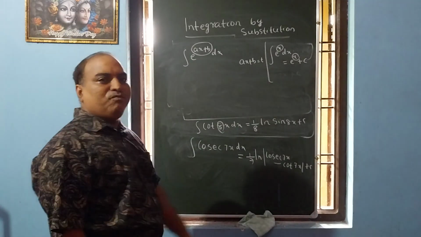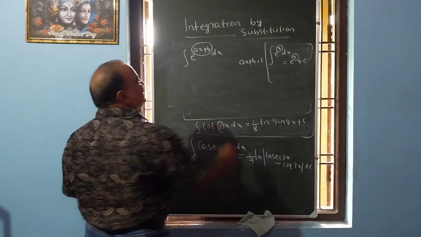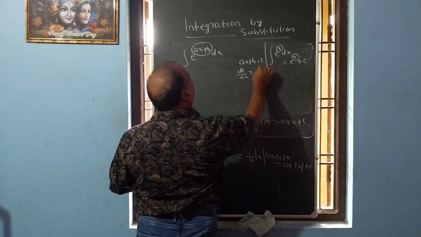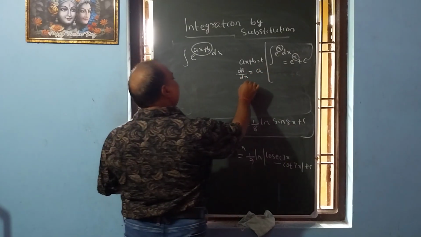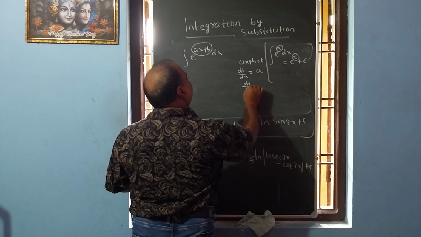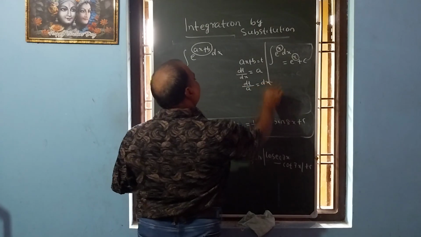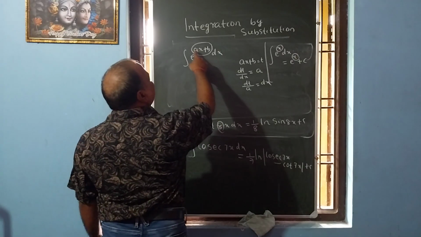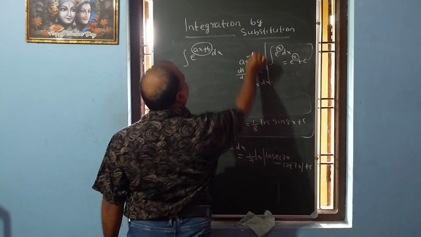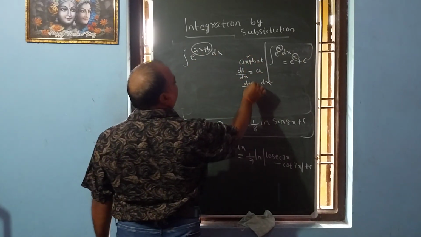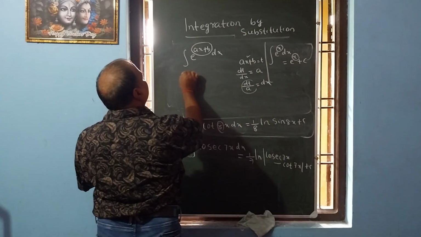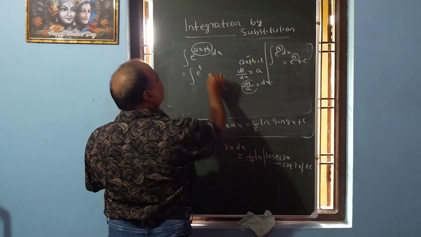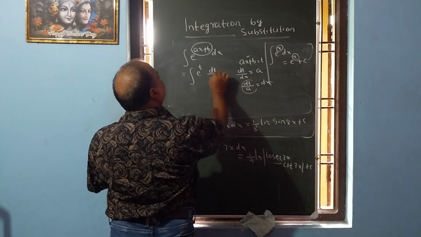So differentiating on both sides with respect to x, dt by dx is equal to a. So dt by a is equal to dx. Okay? So now we have to put t in place of ax plus b, and in place of dx, we have to put dt by a. So we get e to the power t, with dt by a.